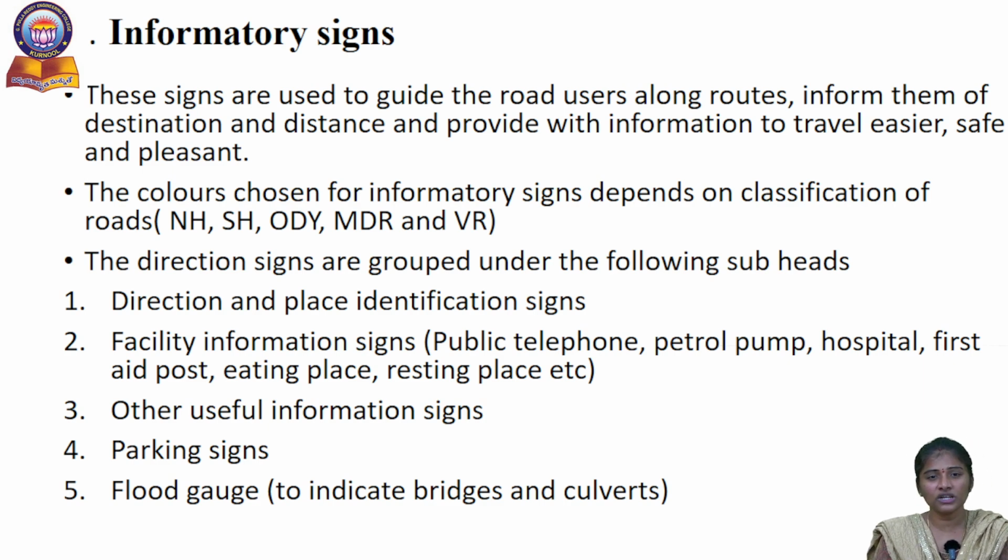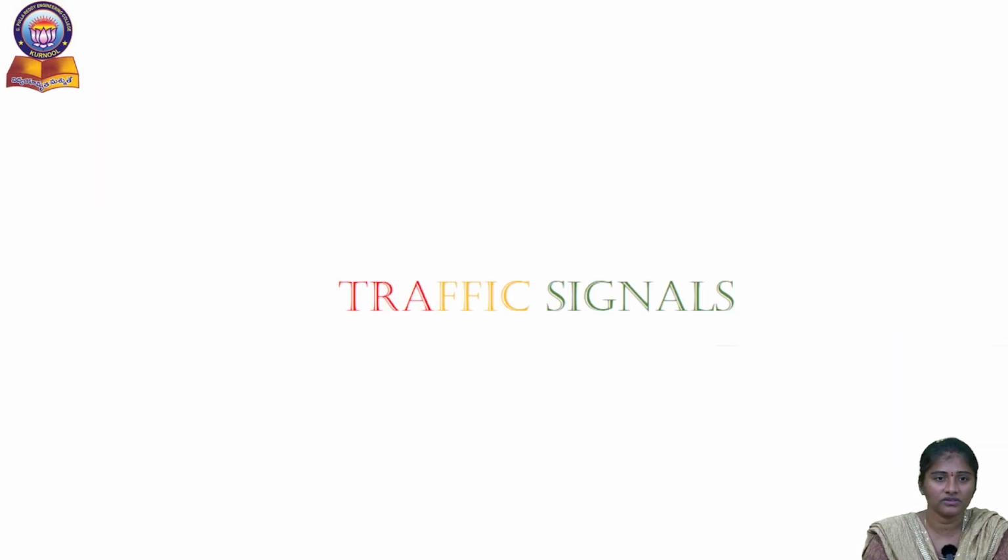The direction signs are grouped under the following subheads: direction and place identification sign, and facility information sign, such as whether a public telephone is available, petrol pump is available, then hospital, first aid post, eating place, resting place, etc. Other useful information signs are parking signs and flood gauge signs. All these are the subcategories of informatory signs.